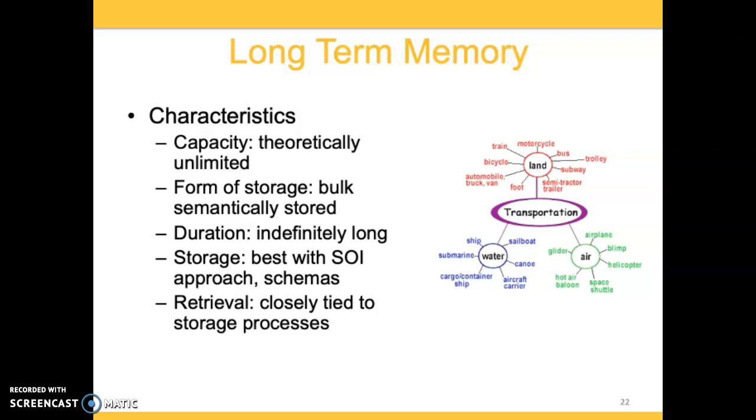So from short-term memory, it has to move to the long-term memory. For long-term memory, the capacity to take information is theoretically unlimited. The form of storage is bulk semantically stored. The duration is indefinitely long. Storage is best with the SOI approach and schemas, and the retrieval is closely tied to storage processes.